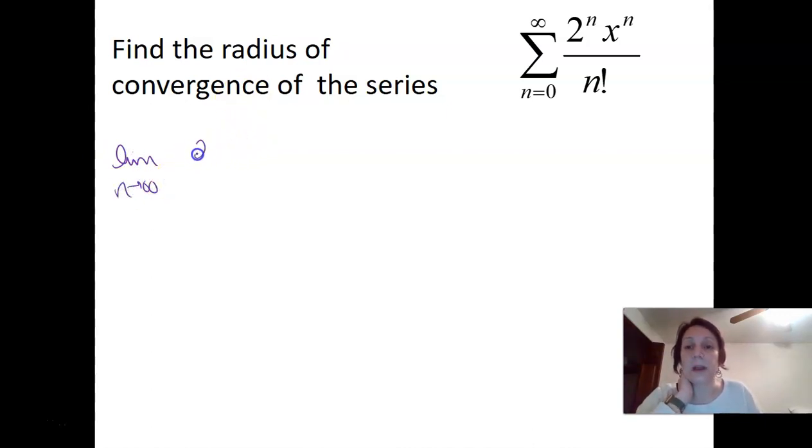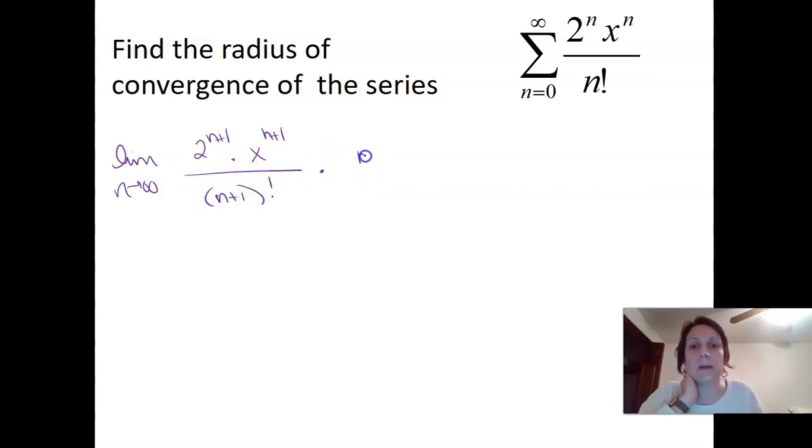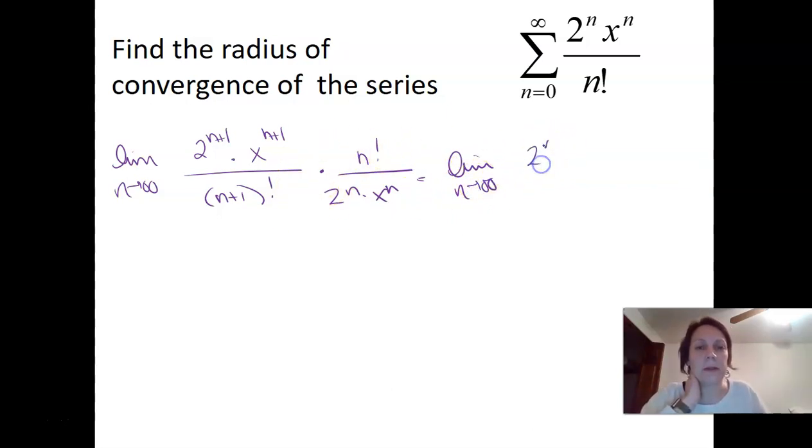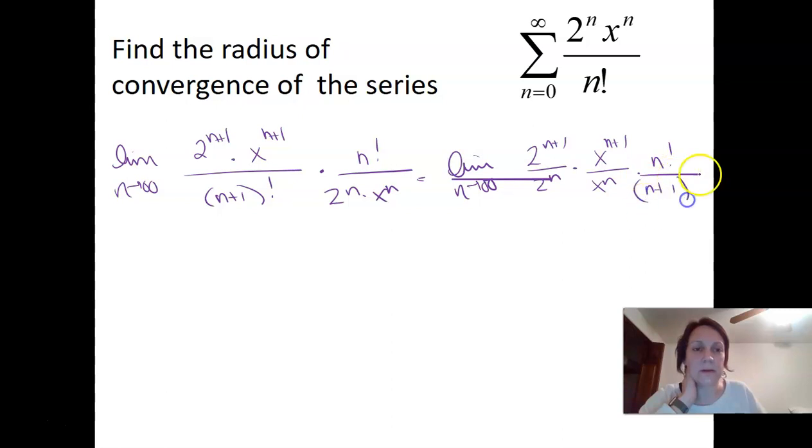All right, so I'm going to have a 2 to the n plus 1. I'm going to have an x to the n plus 1. And I'm going to have an n plus 1 factorial. And then I'm going to have over here n factorial, 2 to the n, x to the n. Okay, when we regroup, I have 2 to the n plus 1 over 2 to the n. I have x to the n plus 1 over x to the n. And I have n factorial over n plus 1 factorial.